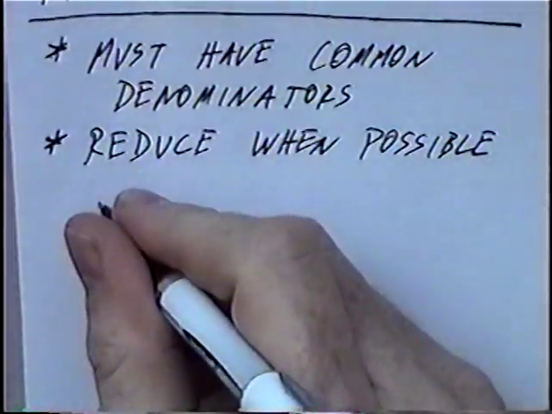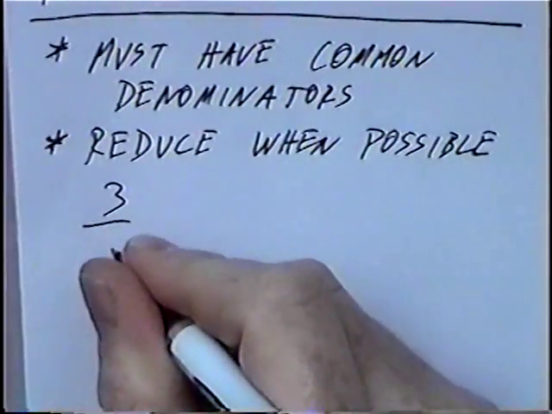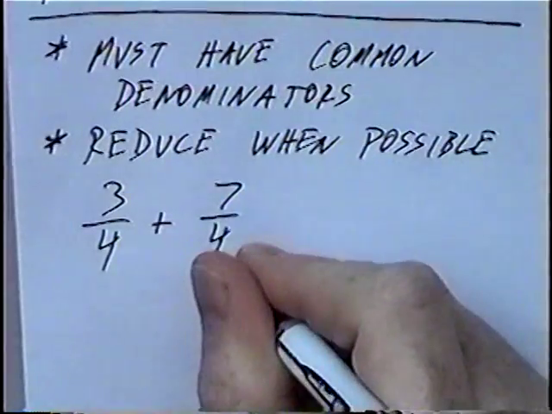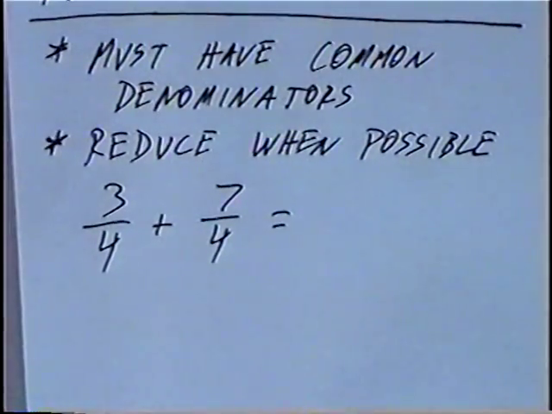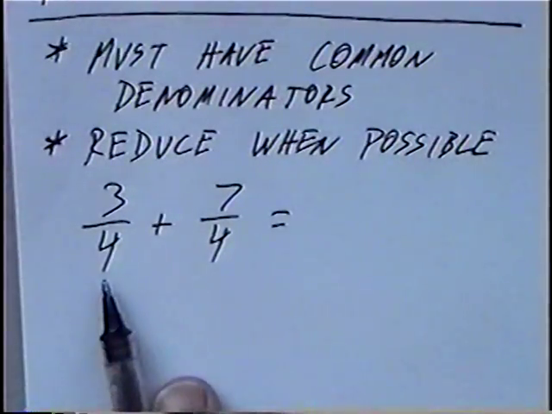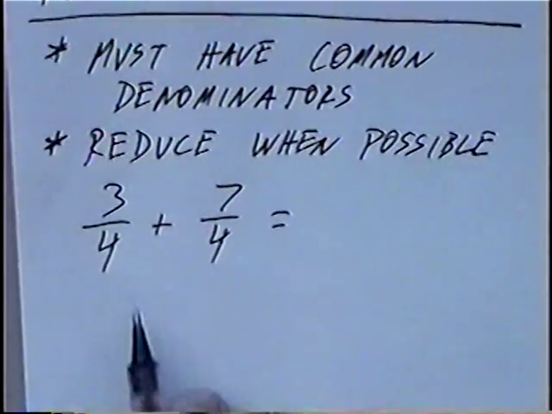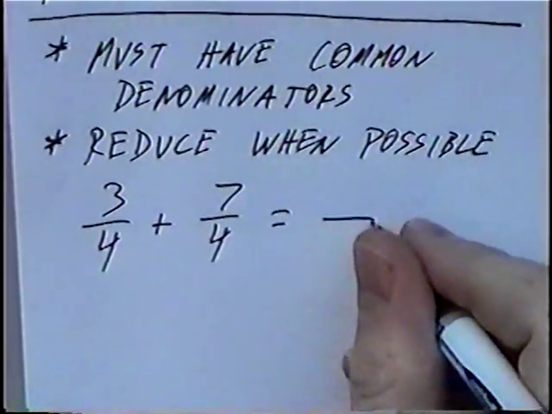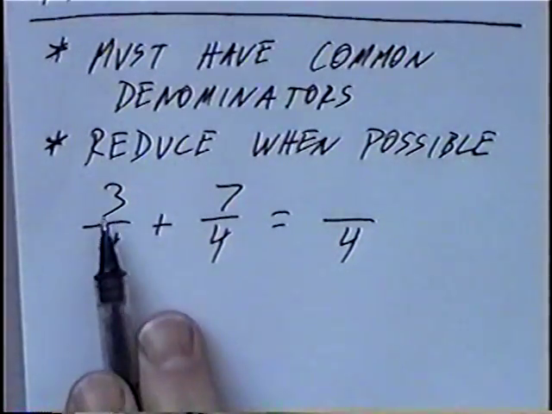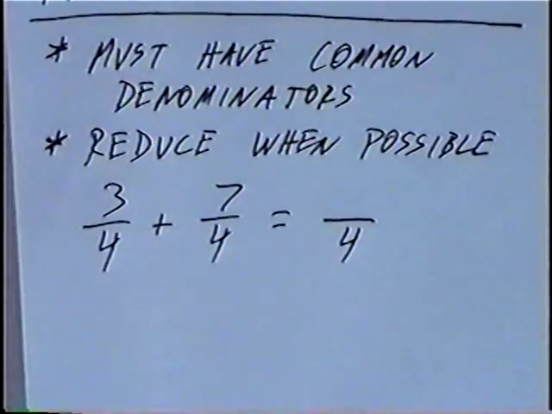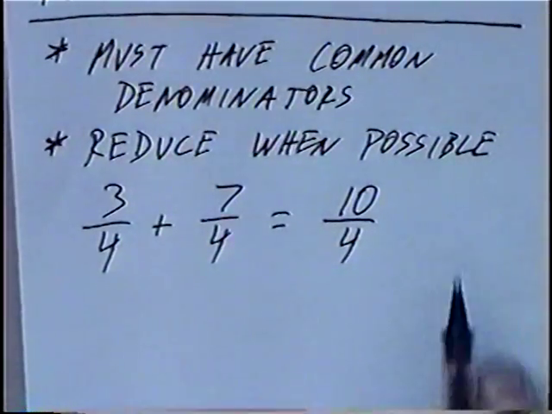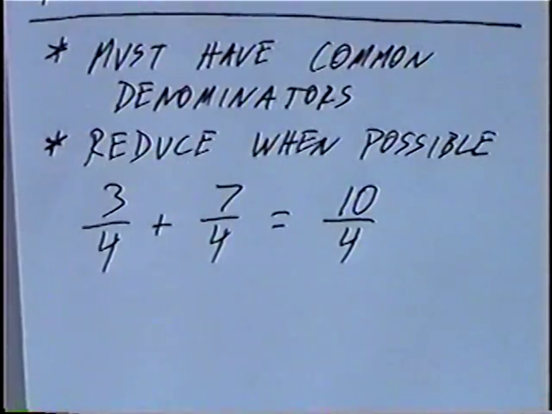First question, and first two fractions, 3 over 4 plus 7 over 4. Adding fractions again must have the same common denominators, or the bottom number must be the same. In this case, they're already the same, so our answer would be the same denominator, which would be 4, and the numerators we can add together, 3 plus 7 would be 10. Keep in mind to reduce when possible, 10 over 4.